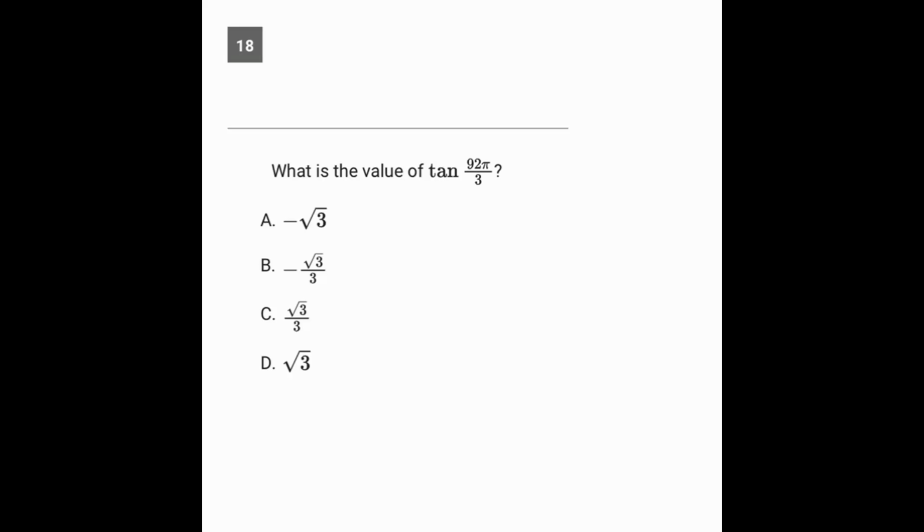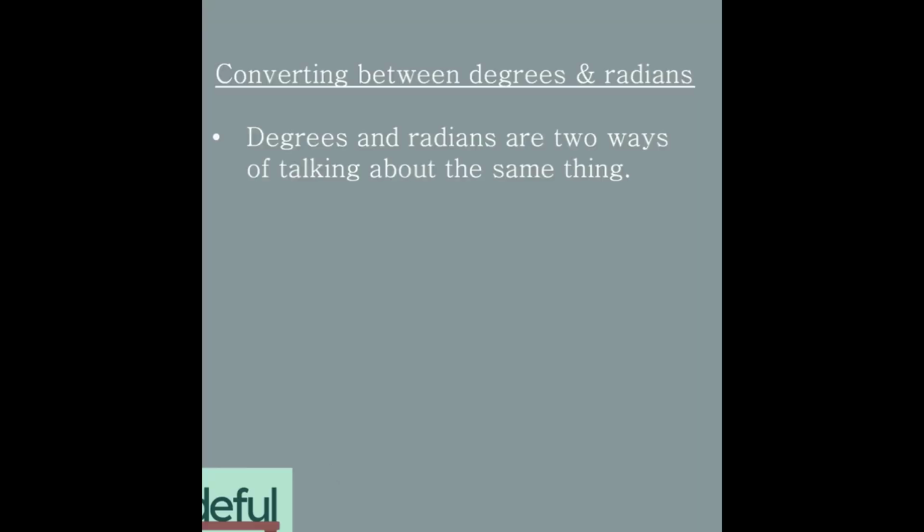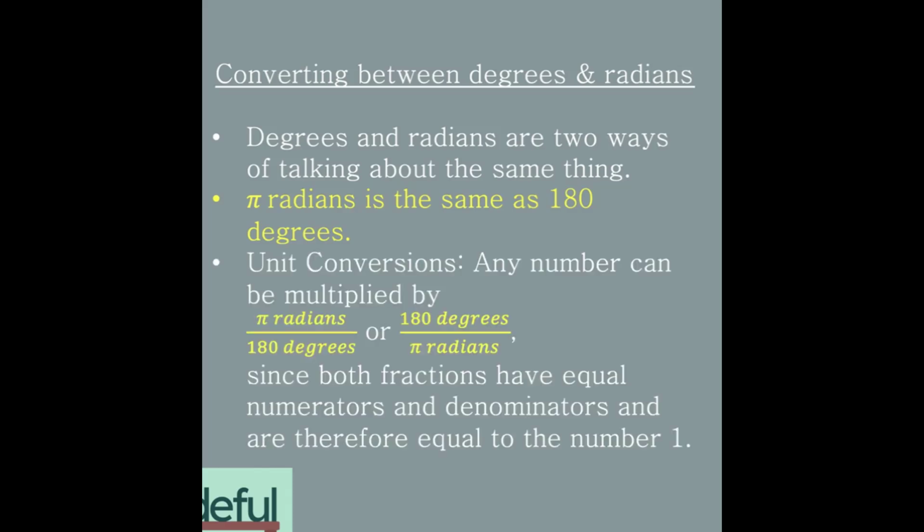Going over to question 18, we're being asked for the tan of 92 pi over 3. When an angle has pi in it, then you know that it's in radians as opposed to degrees. Now, for those of us who don't know what radians are, degrees and radians are two ways of talking about the same thing. The conversion is that pi radians is equivalent to 180 degrees.